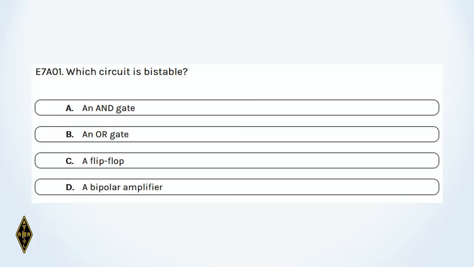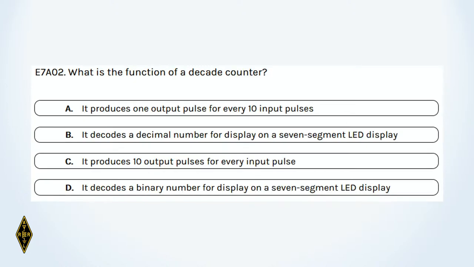And which circuit is bistable? Charlie. A flip-flop. It's got two stable states, yes. And what is the function of a decade counter? Charlie. Nope. Alpha. I got him, yeah. It's counting up to 10 inputs, yeah.